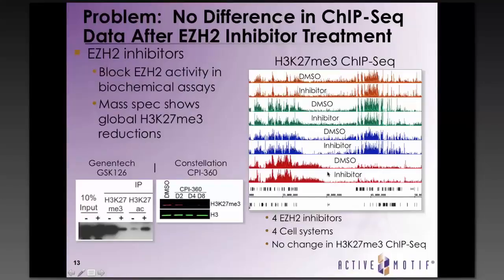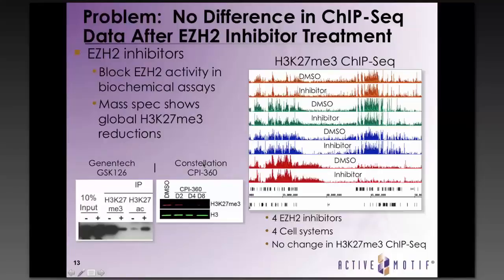So once we identified this problem, we were lucky enough to team up with 2 different groups, the one at Genentech, led by Marie Classon, and the one at Constellation, led by Patrick Trojer. And so here we have some data from those groups. This is the Western blot showing that the inhibitor used by Genentech, which is GSK126, results in a global reduction in K27 trimethylation levels, and at the same time, a slight increase in K27 acetylation levels. And we'll come back to this again in the coming slides.